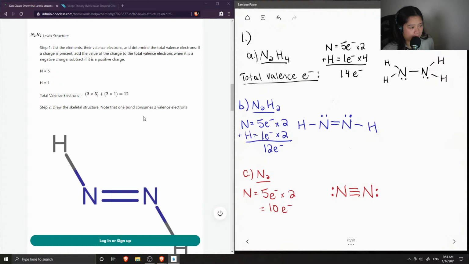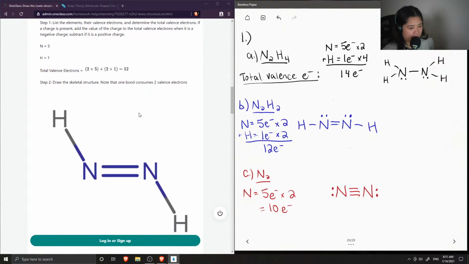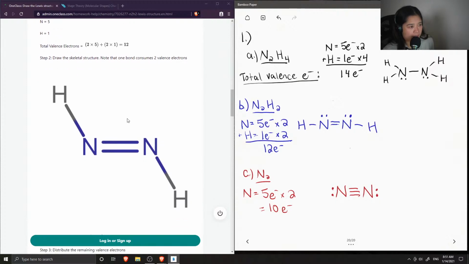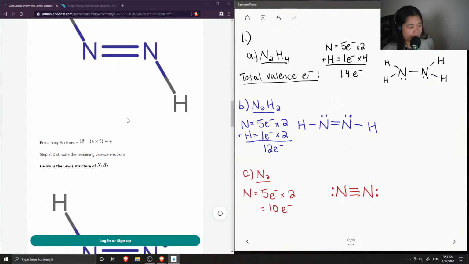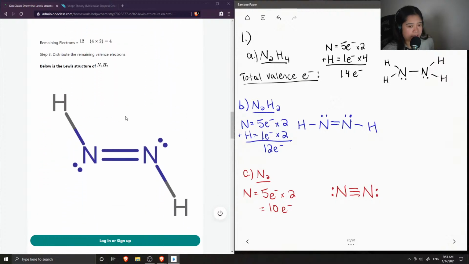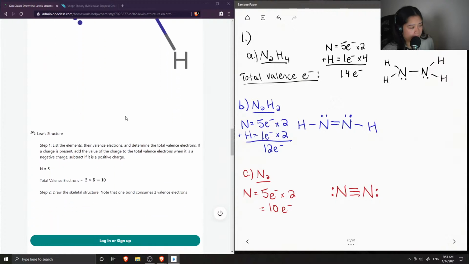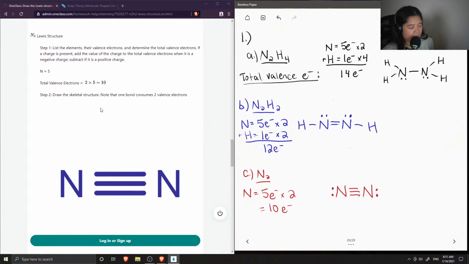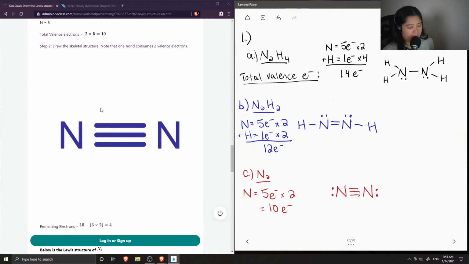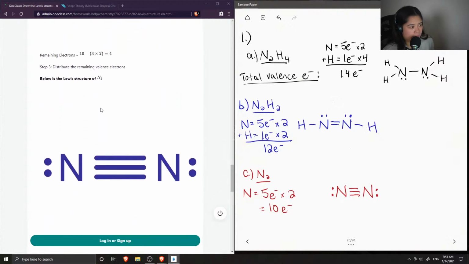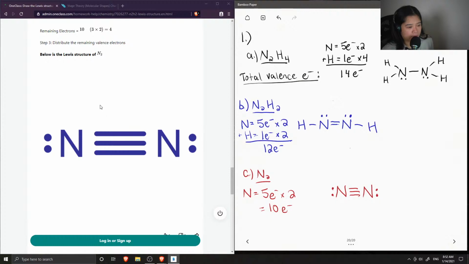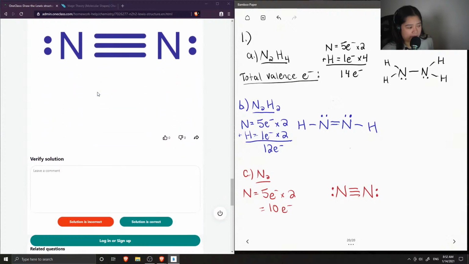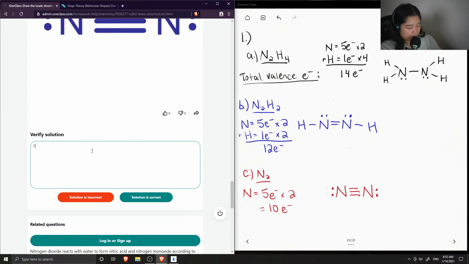For part B, they did the same thing. They got 12 valence electrons. They made a double bond between the nitrogens. And then lastly, they gave each nitrogen a lone pair. Then for the diatomic nitrogen, they have 10 valence electrons and drew a triple bond. And then finally added the remaining 4 electrons as lone pairs on the nitrogen. Okay, so this solution is correct.